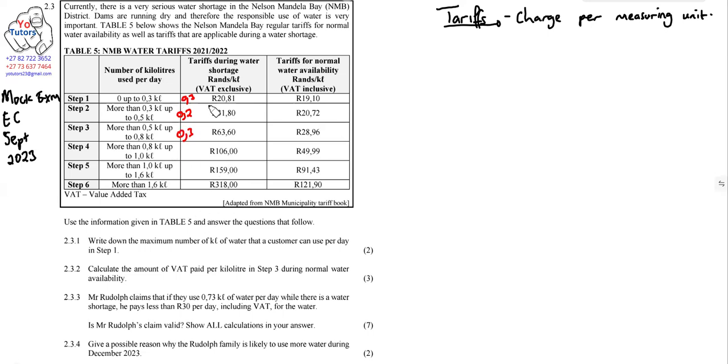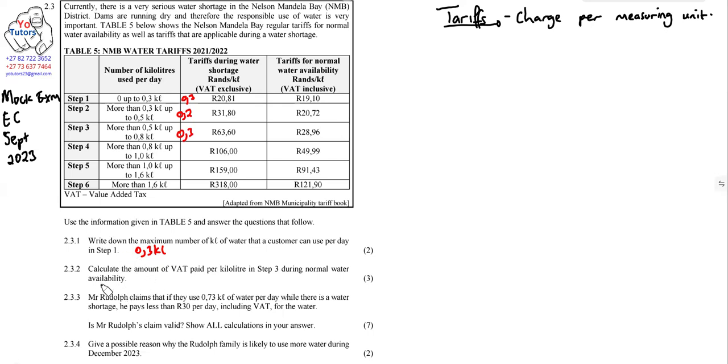Now, why am I telling you this? Because you must know, for each category, how many kiloliters are charged a certain value. Then you check the amount you are supposed to calculate for, and see if it exceeds any category. So let's look at this question. Use the information given in Table 5 to answer the questions that follow. Write down the maximum number of kiloliters of water that a customer can use per day in step 1. In step 1, the maximum number of kiloliters is 0.3 kiloliters. So our answer is 0.3 kiloliters.